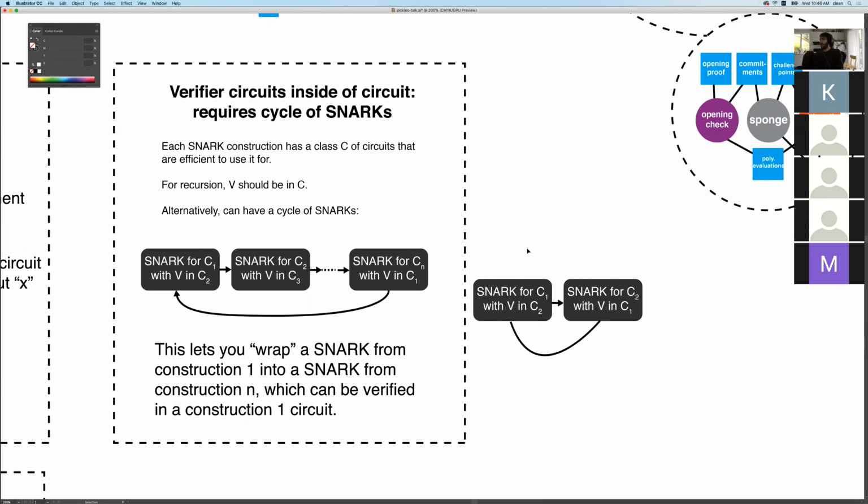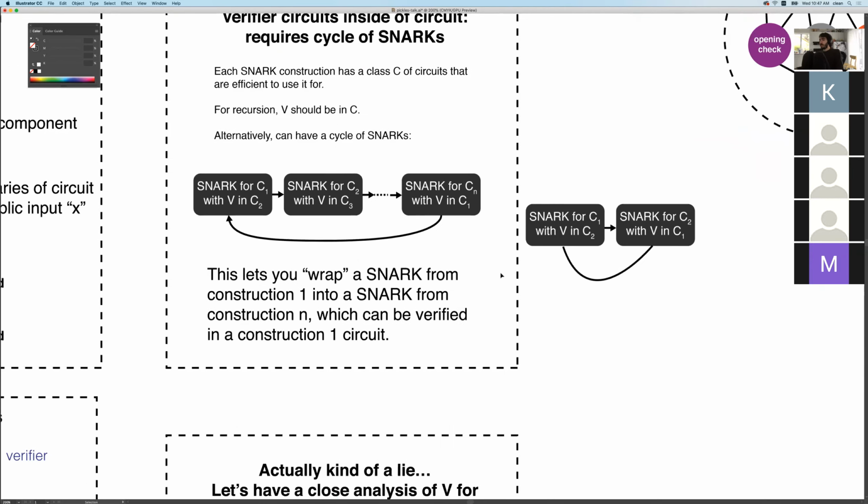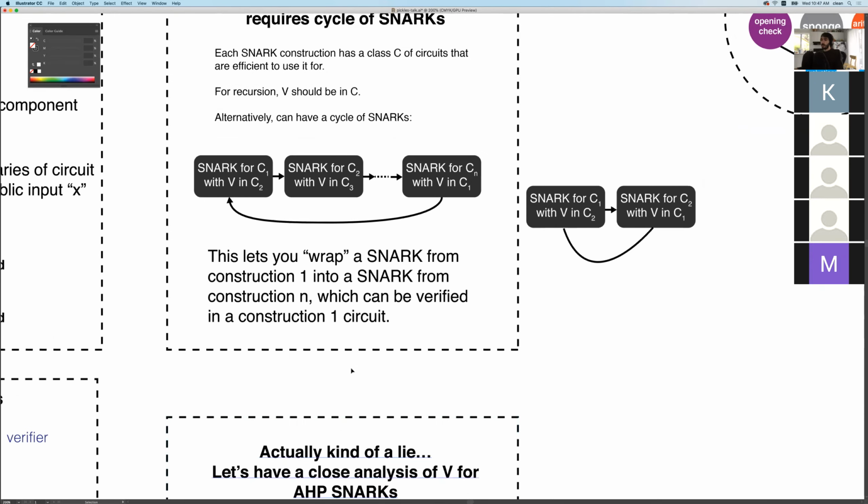Okay. So this is kind of actually a lie. It's not going to work exactly this way. The verifier is actually going to have different components, which belong to different classes of circuits. So this will be a little bit of a lie, but we'll see exactly why it's a lie and how to fix it in a minute.